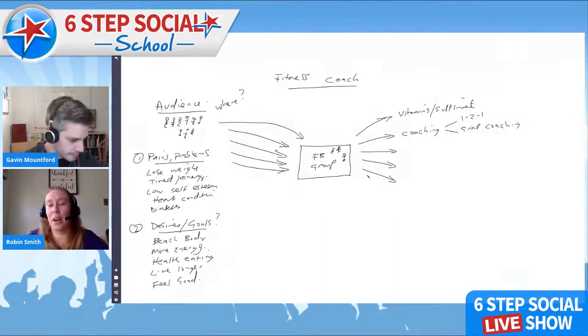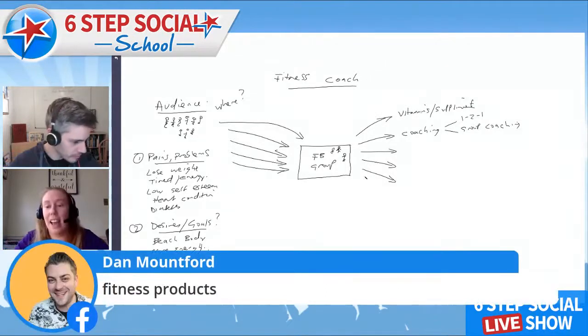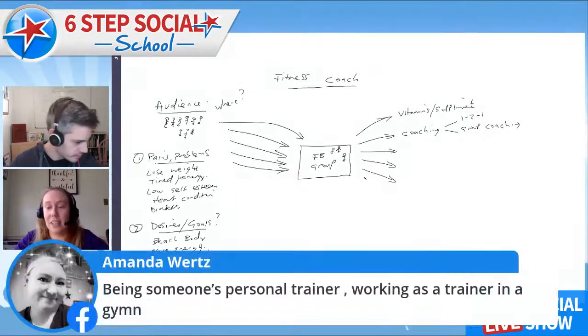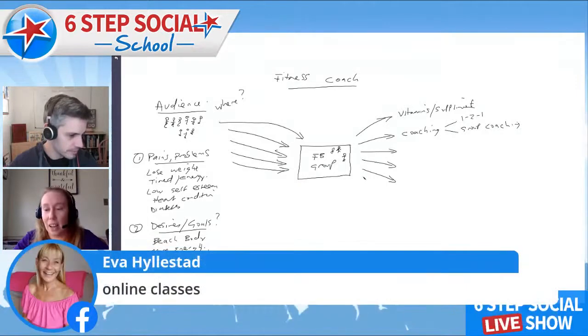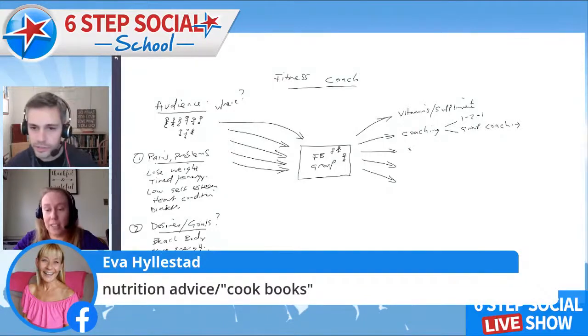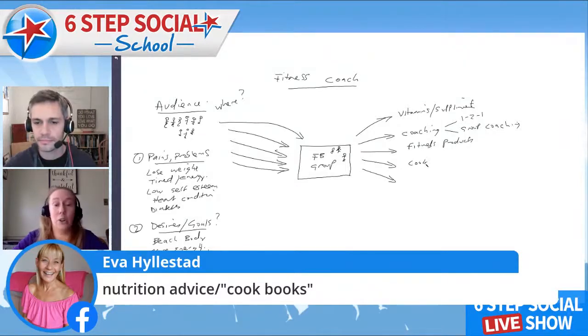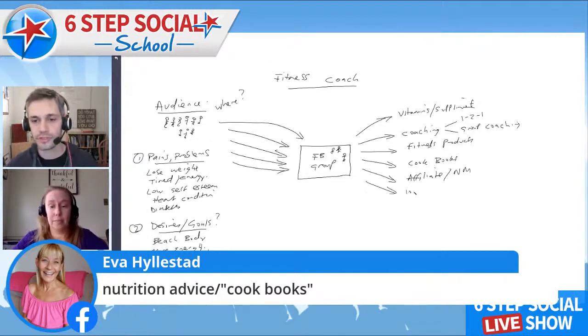Whew, it's gone fast. Okay, so we got wellness products, meal replacements, exercise equipment, exercise classes, like we said, online classes, being someone's personal trainer, working as a trainer in the gym. So we've got fitness products. Advice cookbooks. Oh, I like that one. And for example, you could be an affiliate for Amazon. That's an easy way. And then just share books, cookbooks, fitness books. So we've got affiliate, we've got network marketing. What about your own courses? Info products.